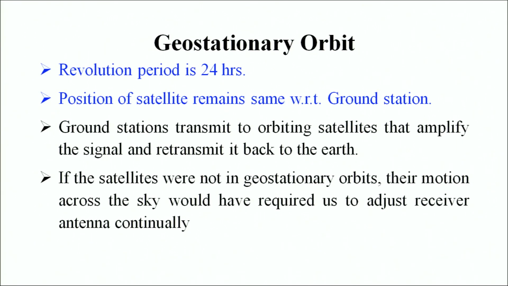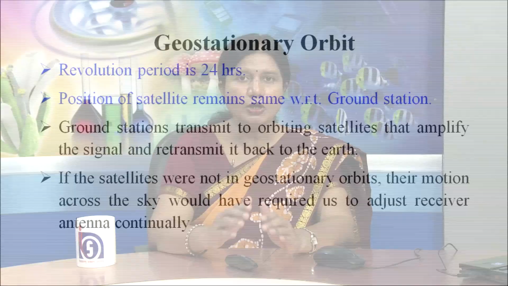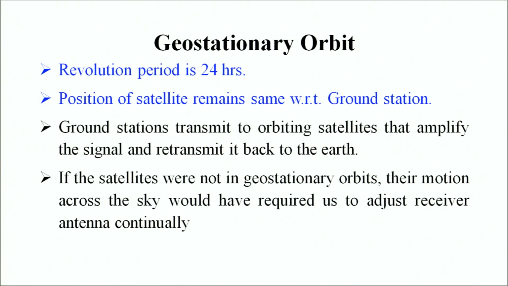Thus, the ground stations are able to transmit to the orbiting satellites that amplify the signal and retransmit it back to the earth at a slightly different frequency. If the satellites were not in geostationary orbits, then because of their motion across the sky, it would be mandatory to adjust the receiver or the antenna continuously so that the signal is received by them.